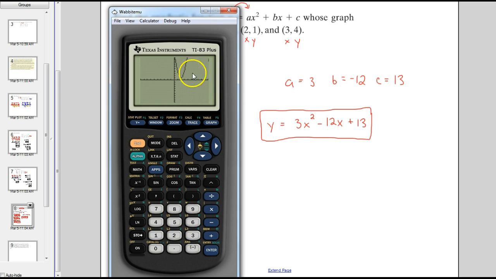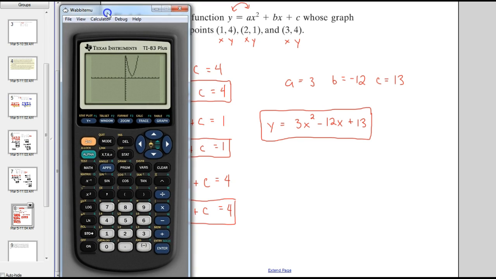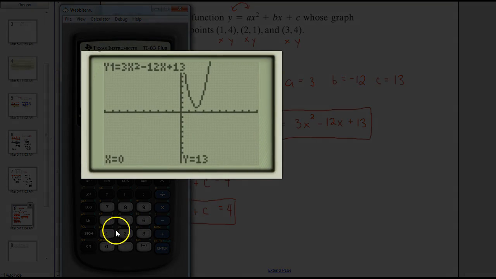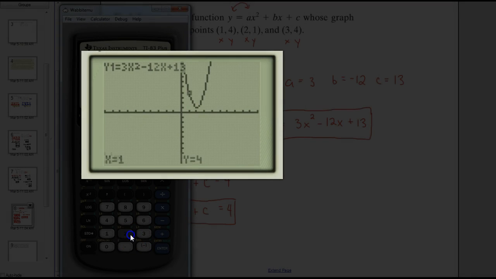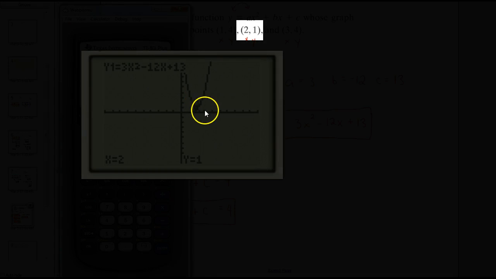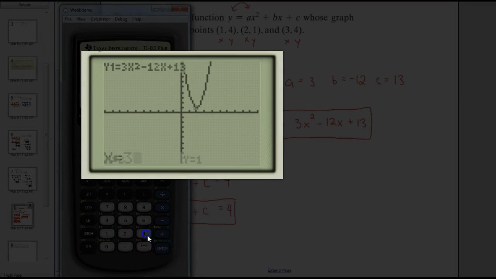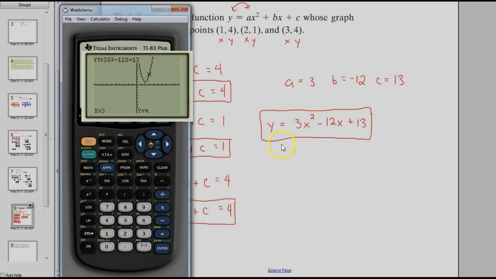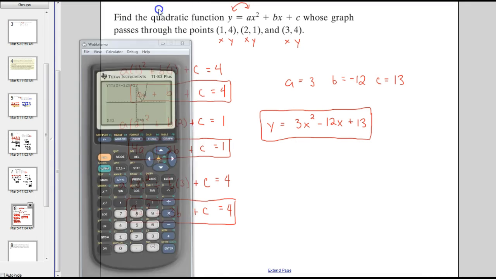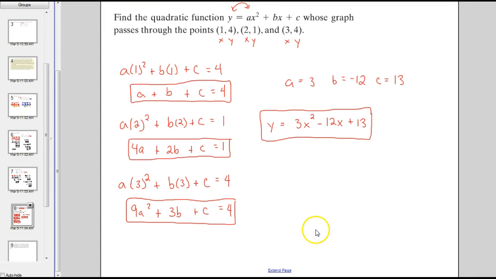So here comes the parabola, and I'm supposed to have these 3 points on there. So I can check that by hitting trace, and then type in 1 for x, so x equals 1, 1, 4. Okay, so that one's on there. Then 2, there's 2, 1. Alright, and then hit 3, there's 3, 4. Alright, so all 3 of those points are on there. So that means that that is the right parabola. So it's a way you can check it.